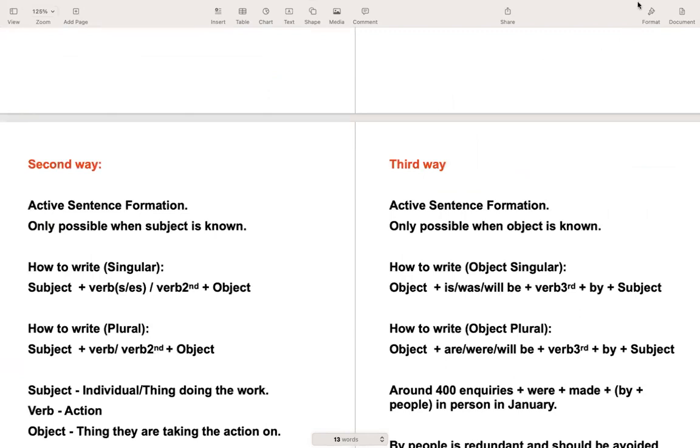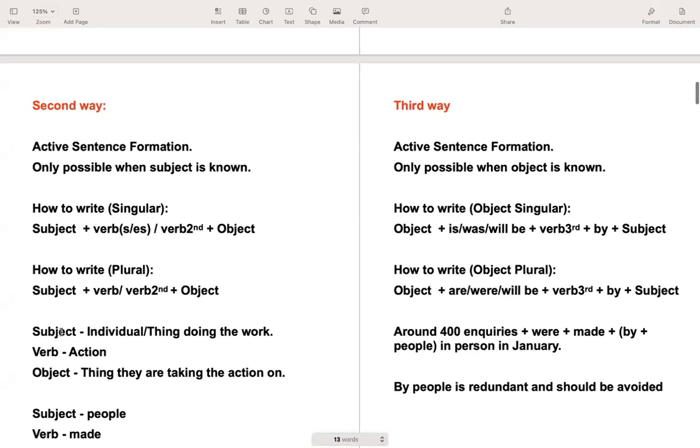So the next type of sentence is active sentence formation. In a sentence, there are three things: the subject, the verb, and the object. What is the subject? The subject is the individual or the thing doing the work. The verb is the action.